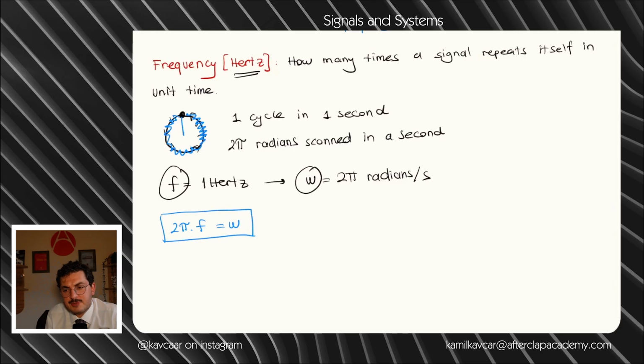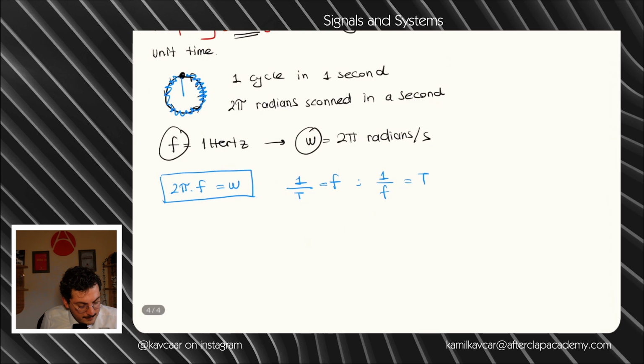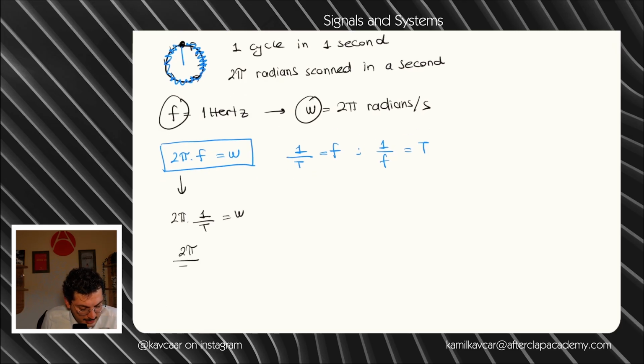We also know that frequency and period are the opposite of each other. I mean, the reciprocal of period is equal to frequency, and the reciprocal of frequency is equal to period, which means that 1 over period is equal to frequency, and 1 over frequency is equal to period. With that logic, we can also come up with an equation that explains the relationship between angular frequency and period, which is pretty basic: 2 pi times f is equal to omega, 2 pi times 1 over period is equal to omega. So basically 2 pi over period is equal to omega.